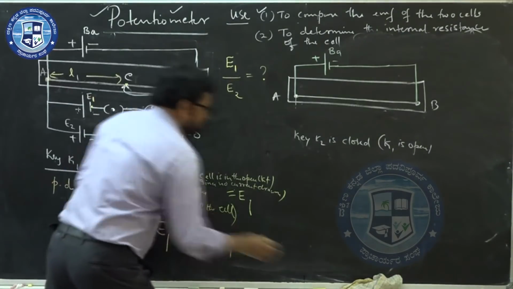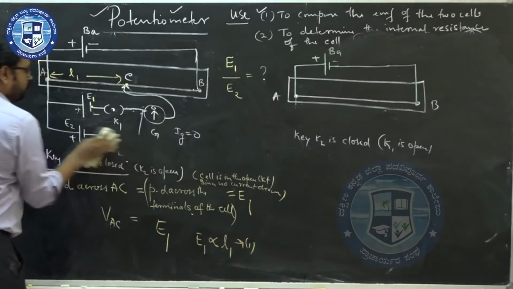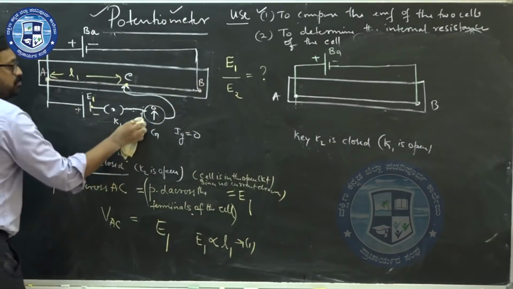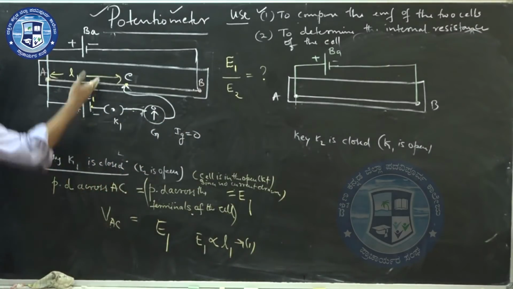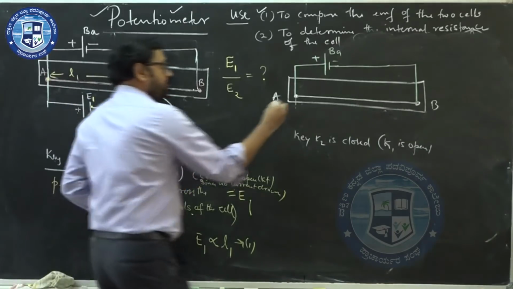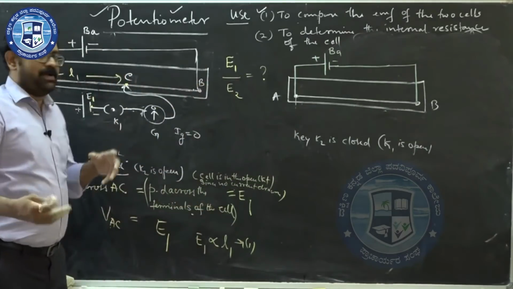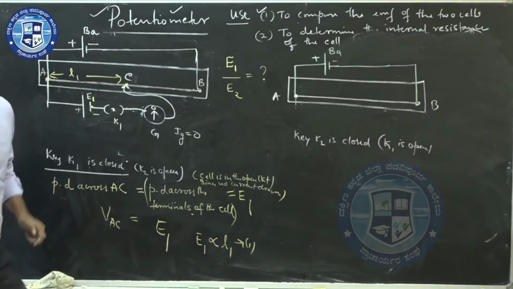So this is, let it be. K1 was closed, K2 was open earlier. That's why I removed this, correct? This explanation matches with this. Now, since K1 is open, I need not include that part of the circuit at all.